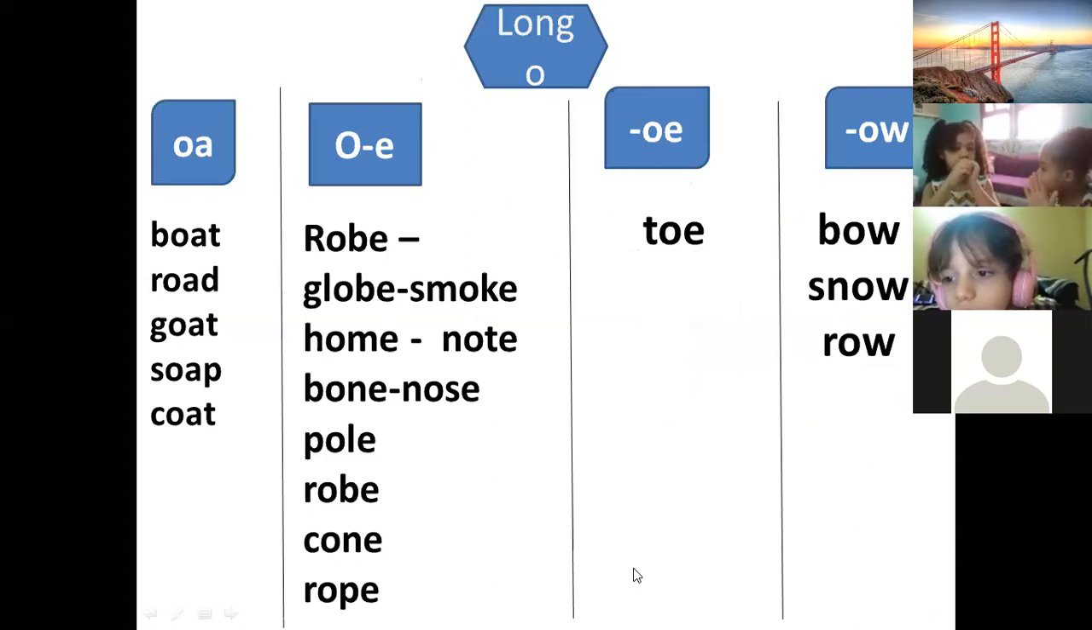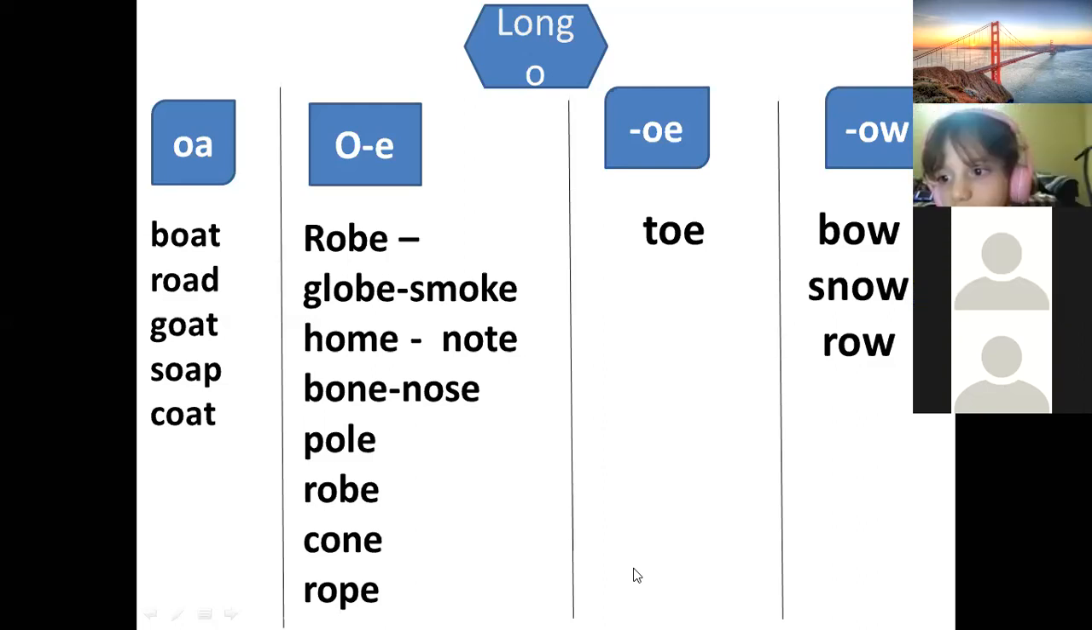Jout Khaled. Lama. Rawad? Okay. Now, Jout Khaled, are you ready?